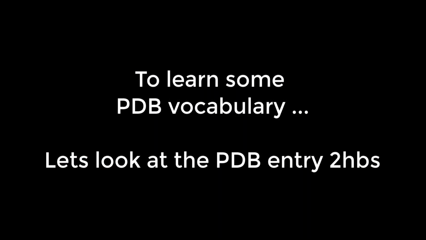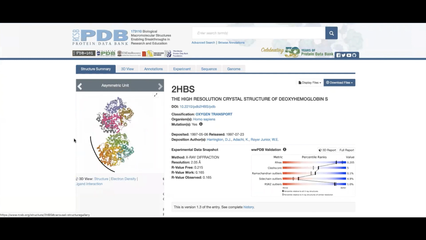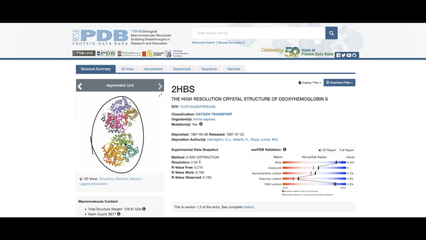To learn some PDB vocabulary, let's look at the PDB entry 2HBS. It's a hemoglobin structure, deoxyhemoglobin, but it is sickle cell, meaning it has that mutation. If you look at the deposited coordinates, the asymmetric unit, you actually see how that mutated valine sticks to another hemoglobin molecule.